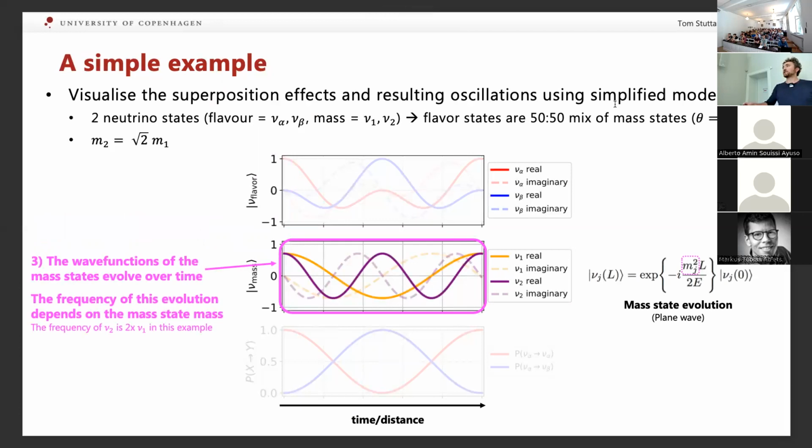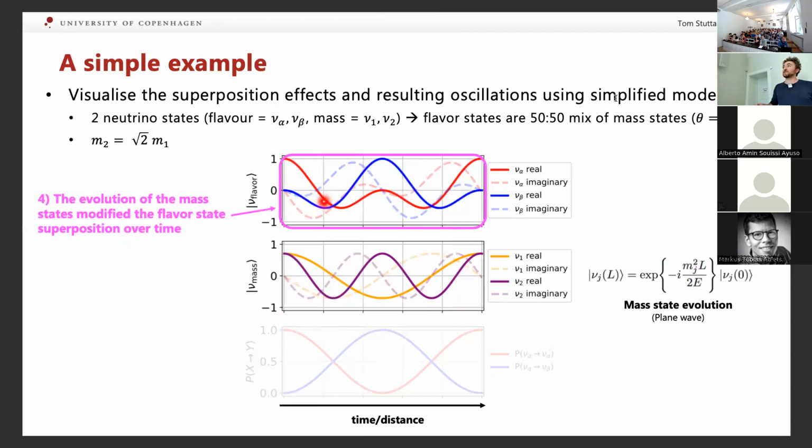As the neutrino evolves over time, these are wave functions. You can describe these nice and simply as plane waves, and you have real and imaginary components. These evolve over time, just like plane waves, with a frequency depending on the mass, which I listed up here already. So basically, this is twice the frequency of one compared to the other. If we now look back to our flavor case over time, this evolution of your mass states produces this more complicated looking superposition in your flavor states.